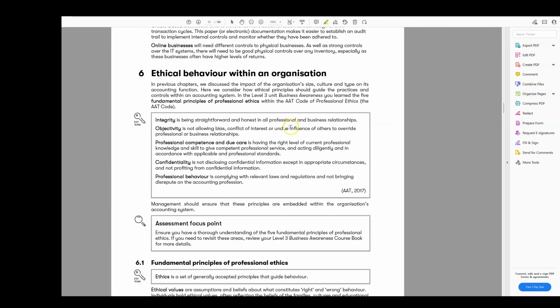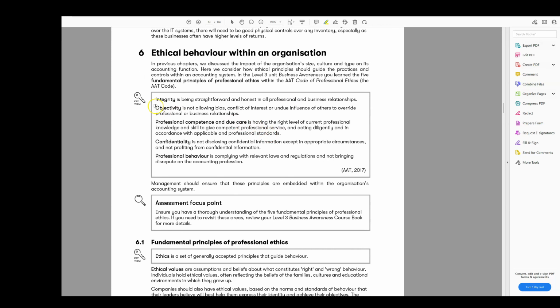All right, the next one we have here is ethical behavior within an organization. We know we have five fundamental principles of ethics. We have integrity. Integrity represents honesty. Then we have objectivity. Objectivity represents that we have to be always straightforward. We cannot be biased. We need to avoid conflict of interest, and obviously we should not do something because of a personal relationship or because it will bring some personal benefit to me, not for the whole of the organization.